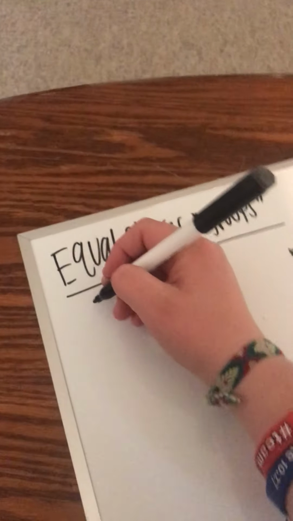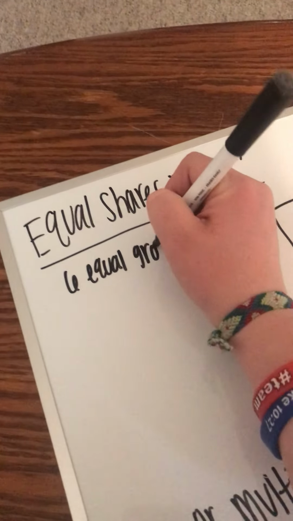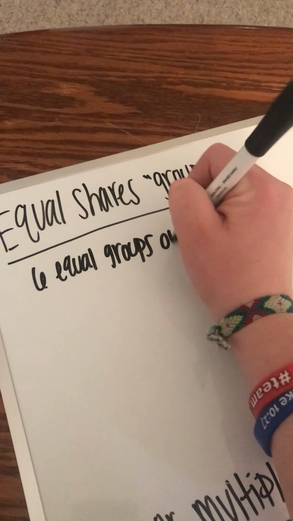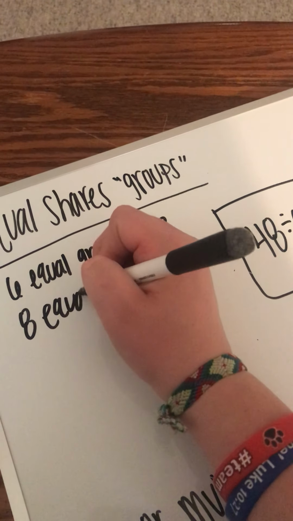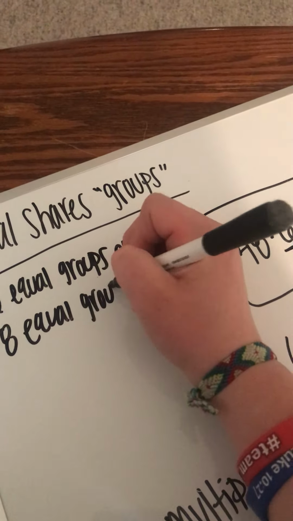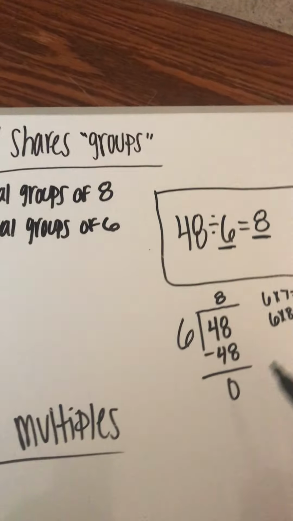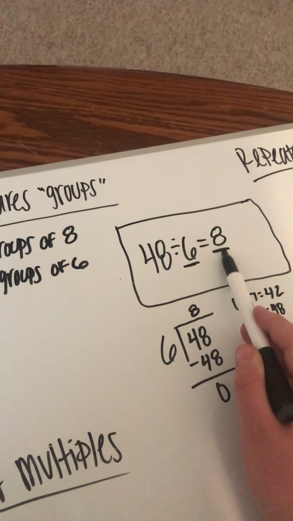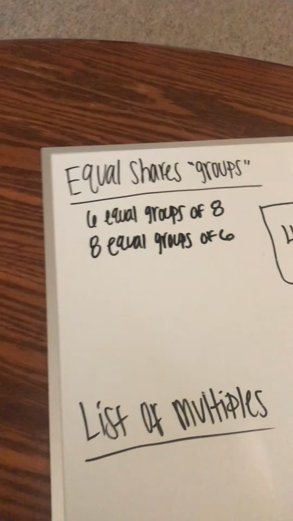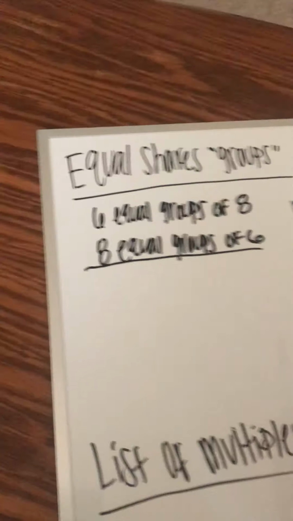Okay, so the two ways that you can show this is 6 equal groups of 8, or 8 equal groups of 6. Again, how I got that answer was looking at my 6 and 8. So 6 equal groups of 8, or 8 equal groups of 6. Okay, in this case, the way I'm going to work it out is the 8 equal groups of 6.